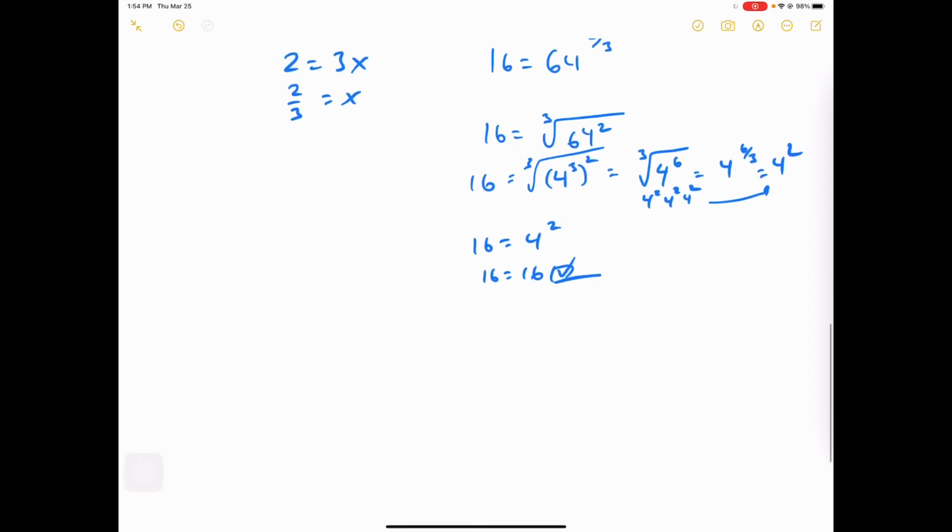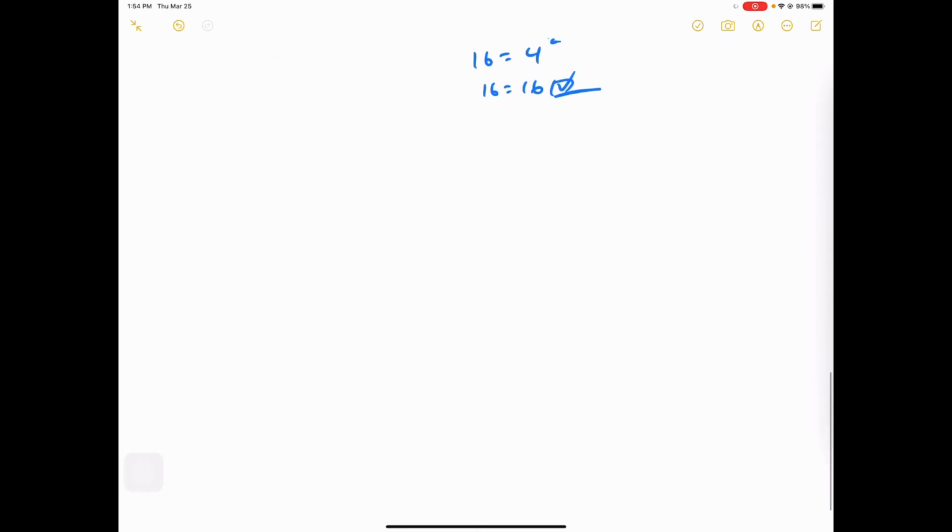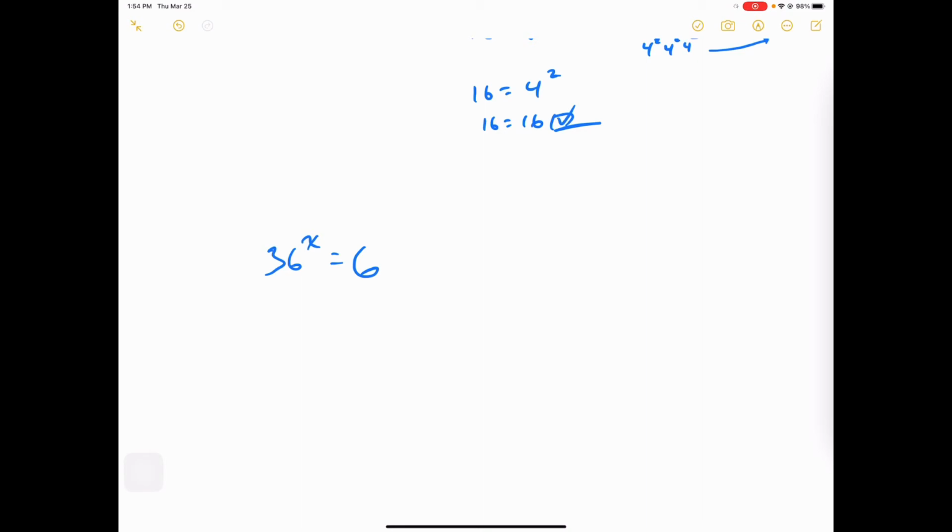Now, let me give you another problem. This time, just to illustrate the fact that the exponents can be fractions. If I say 36 to the x equals 6, okay? Now, maybe you have realized that the square root of 36 is 6, right? Square root of 36 is 6, and this is really 36 to the 1/2 power, rewriting this as a fractional exponent. So yeah, that works, right?